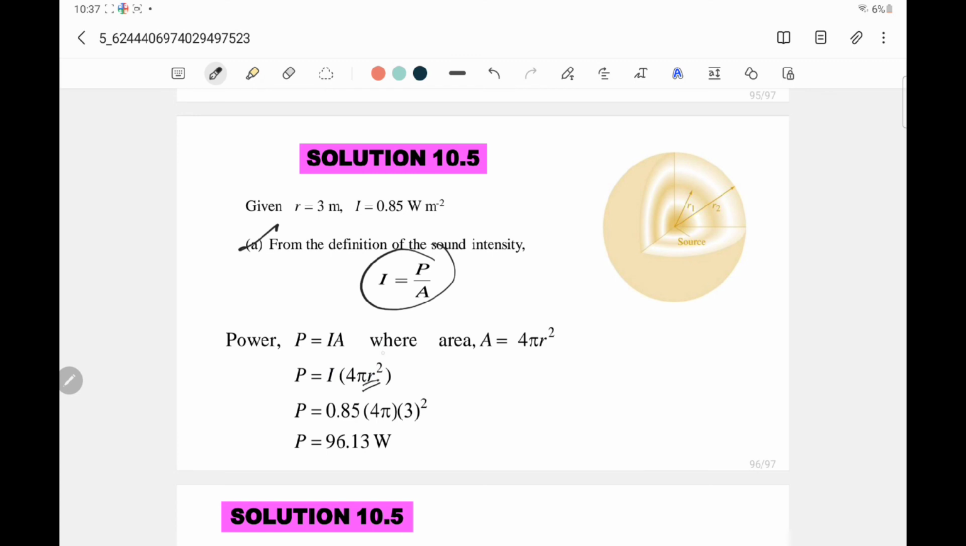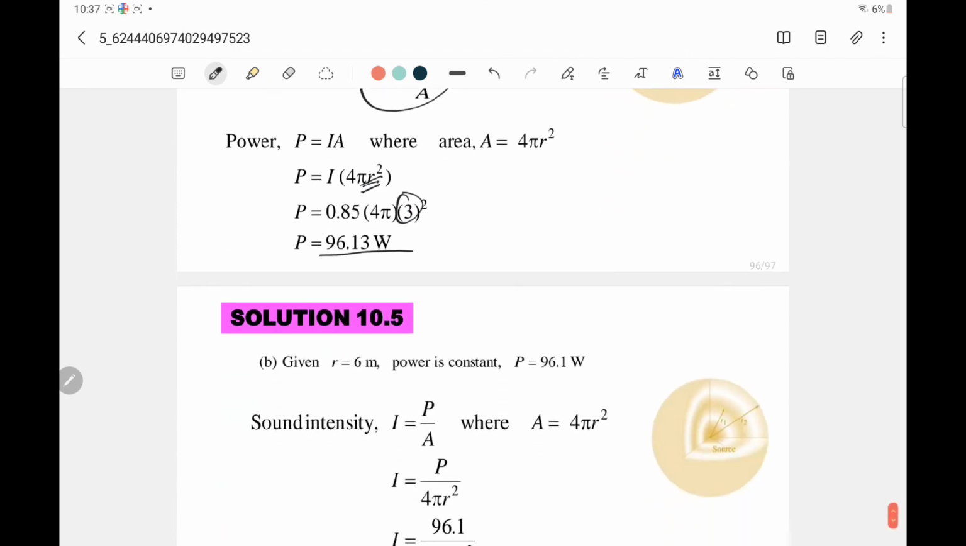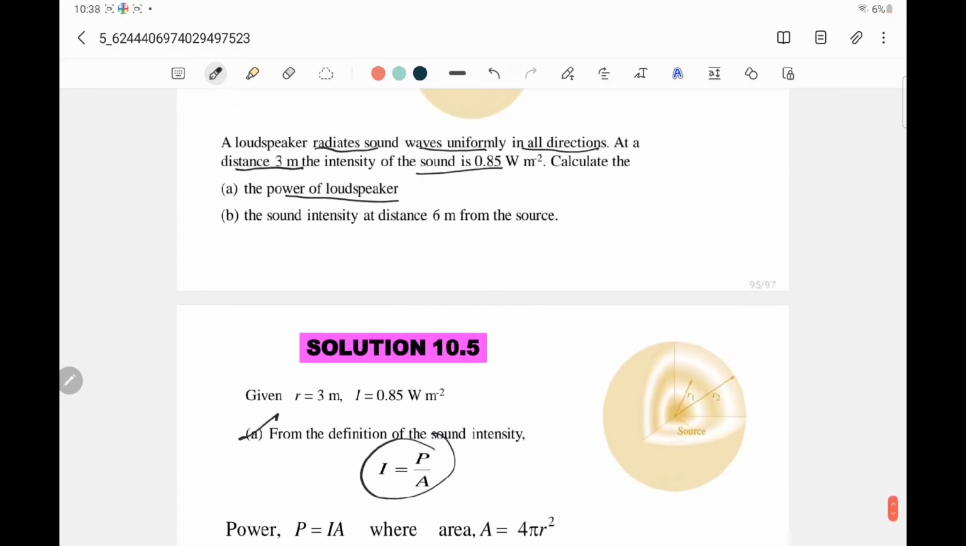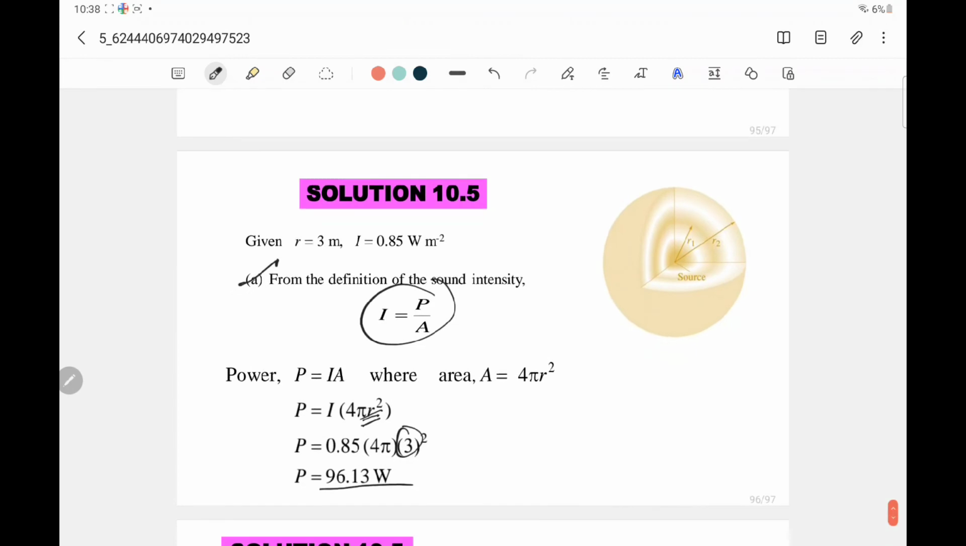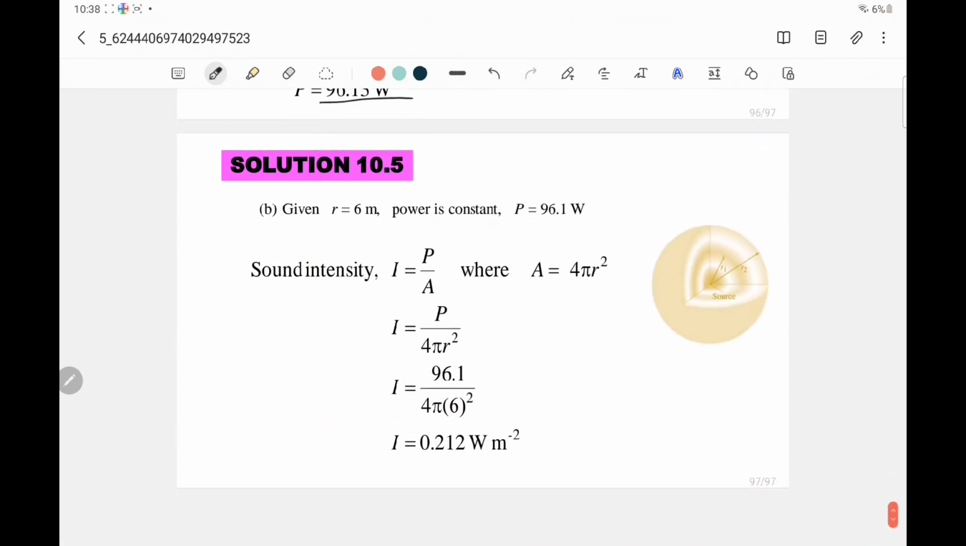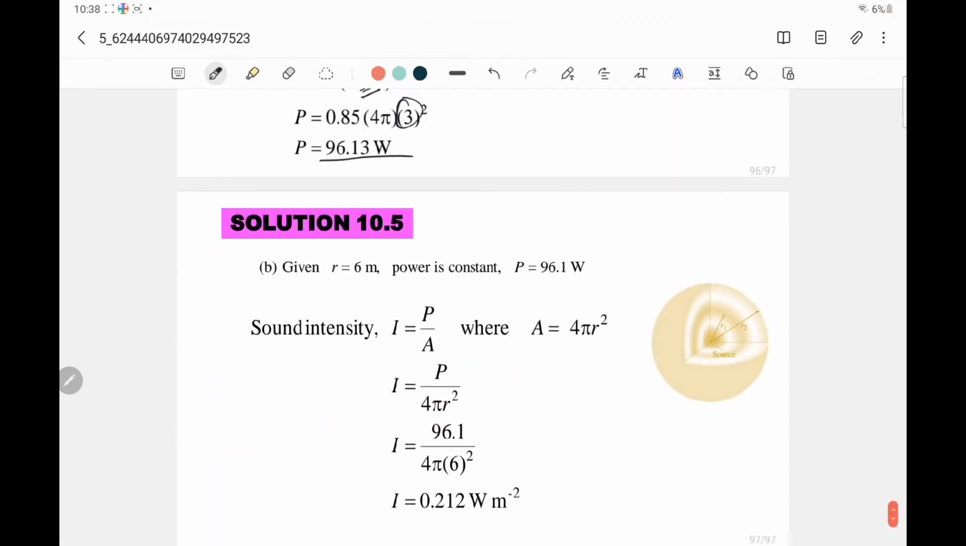So you substitute r, which is 3, and you have 96.13 watt. And then you have to find the sound intensity at a distance of 6 meters. To find the sound intensity at a distance of 6 meters, because the power is constant. Remember that the power is constant.